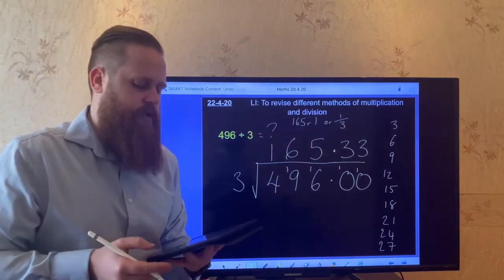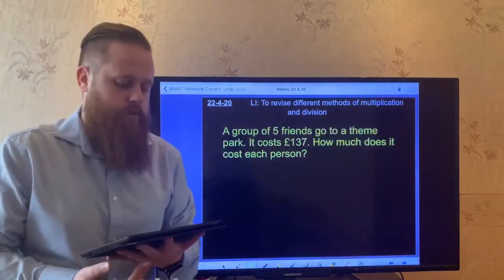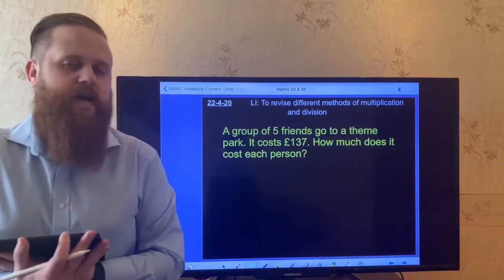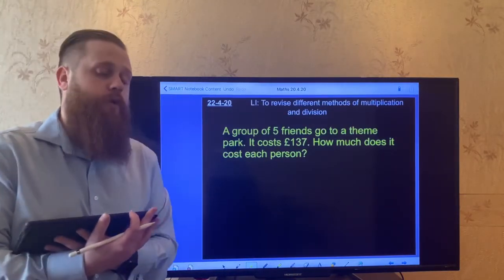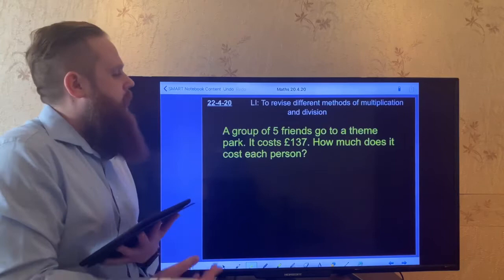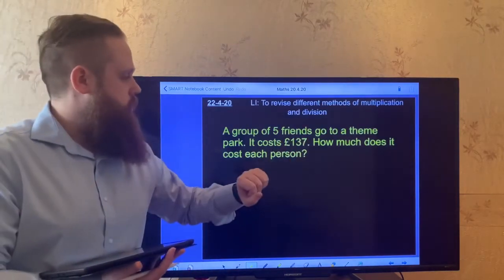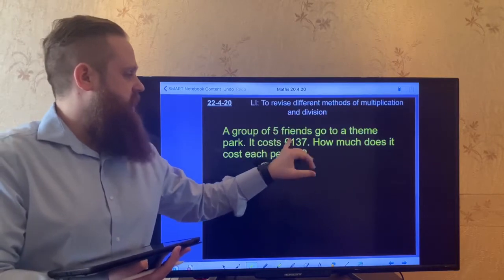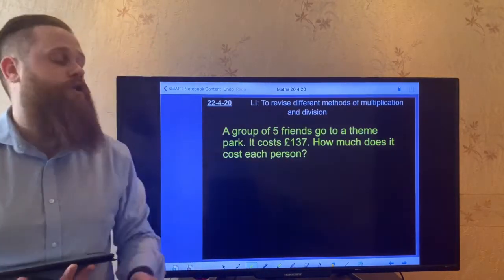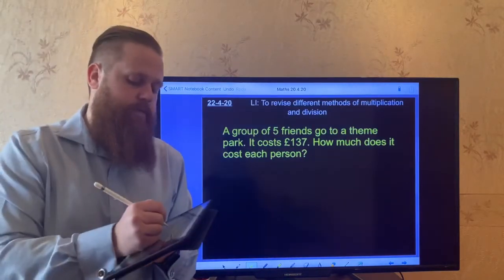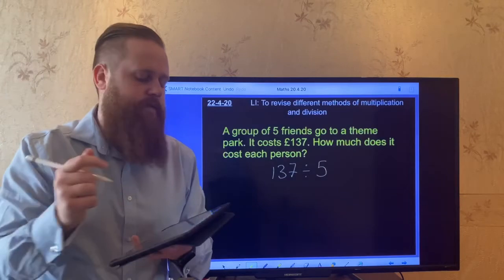Now then, let's put this into use with an actual question here. Okay? So, a group of 5 friends go to a theme park. It costs £137. How much does it cost each person? So I know my total cost. I know how many friends have shared into this cost. And I now need to work out how much it costs per person. So of course, the maths that I'm looking for here is 137 divided by 5.